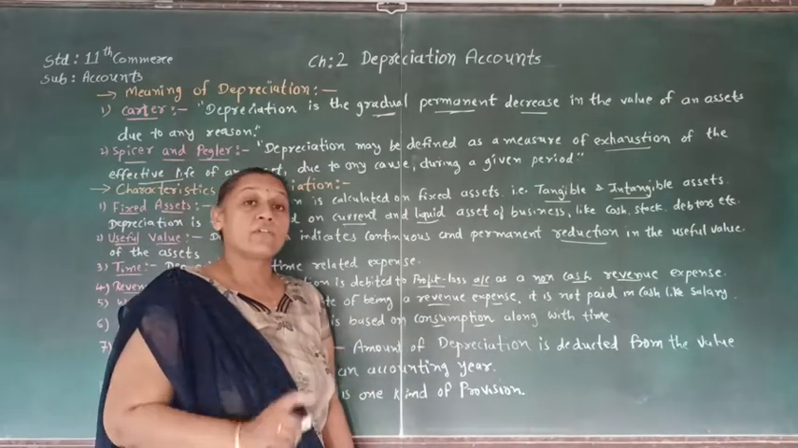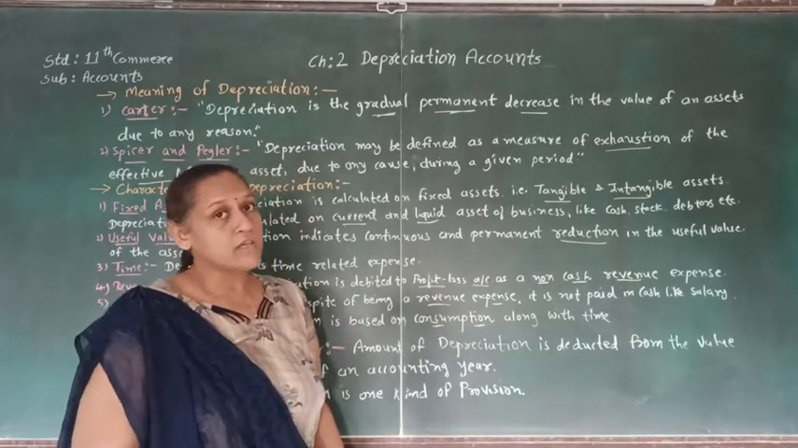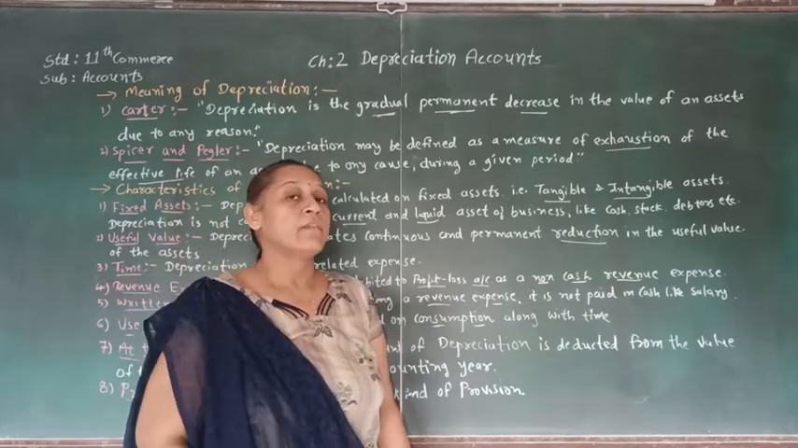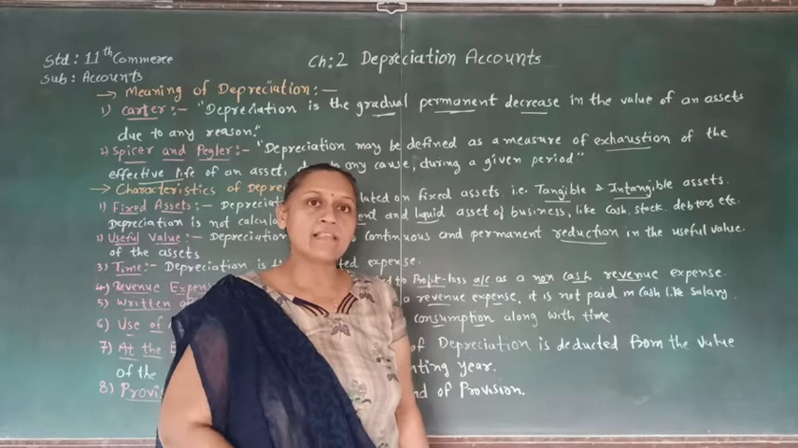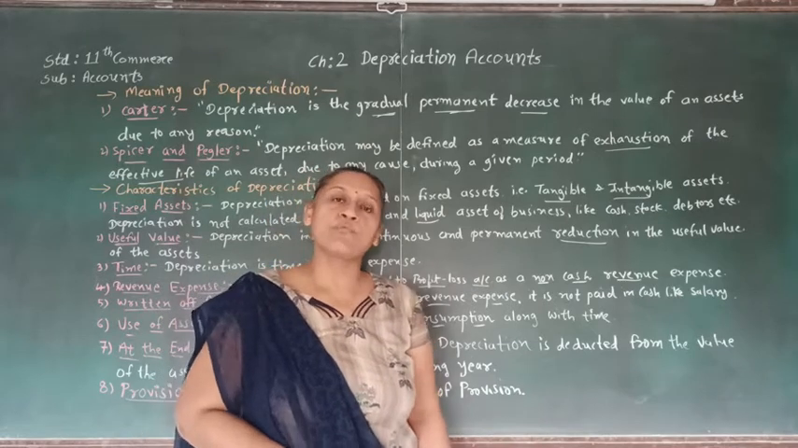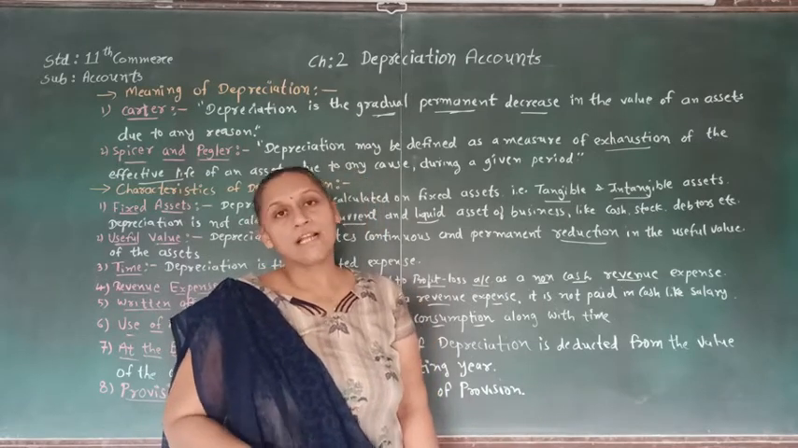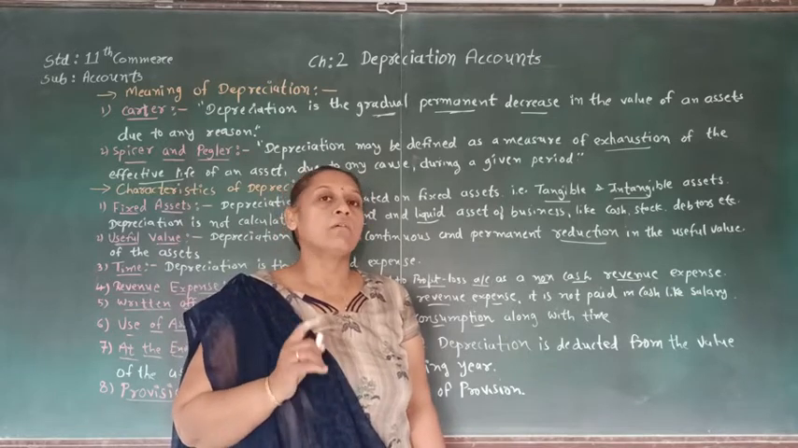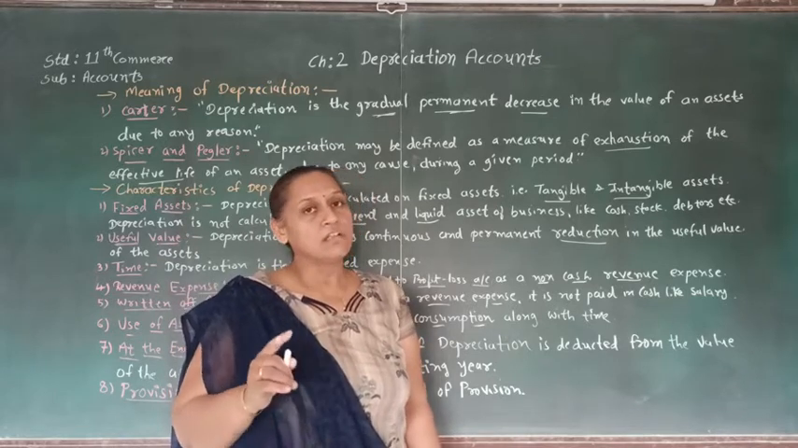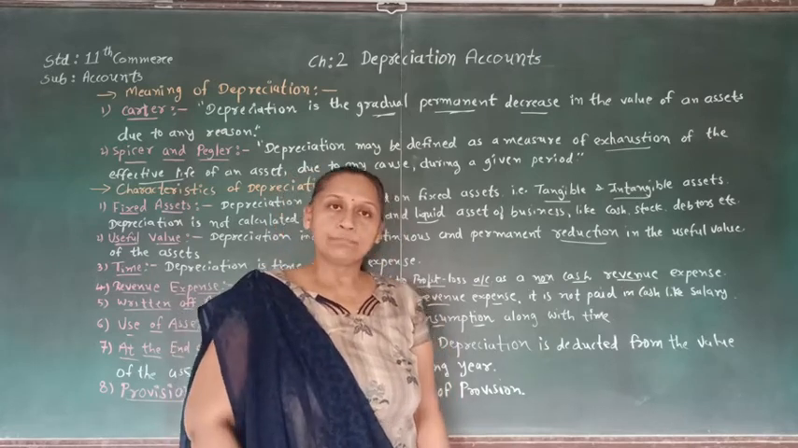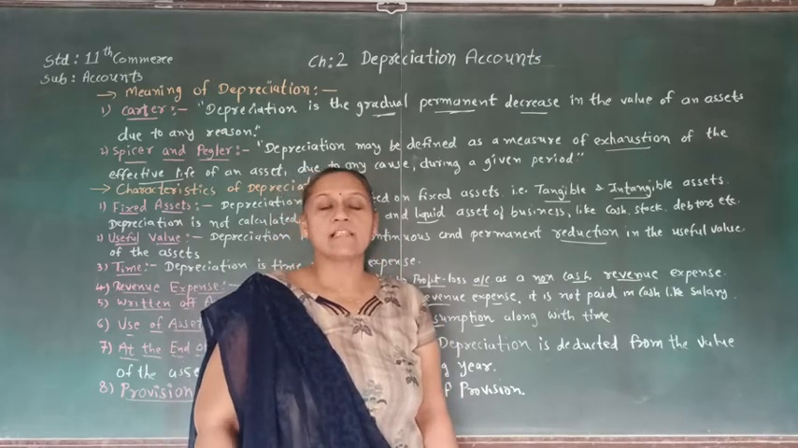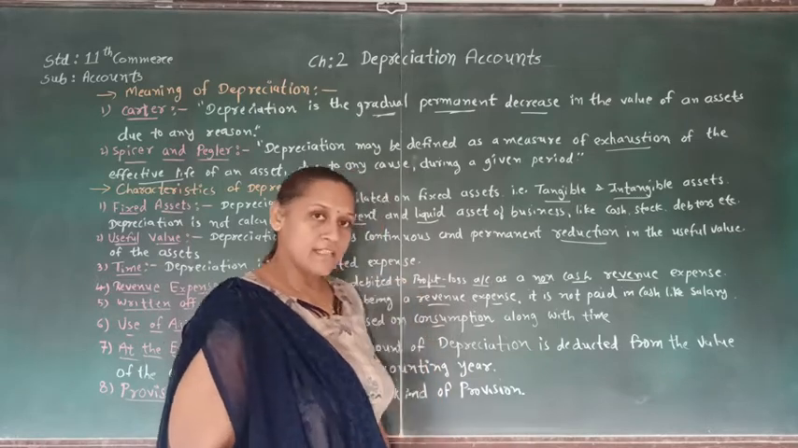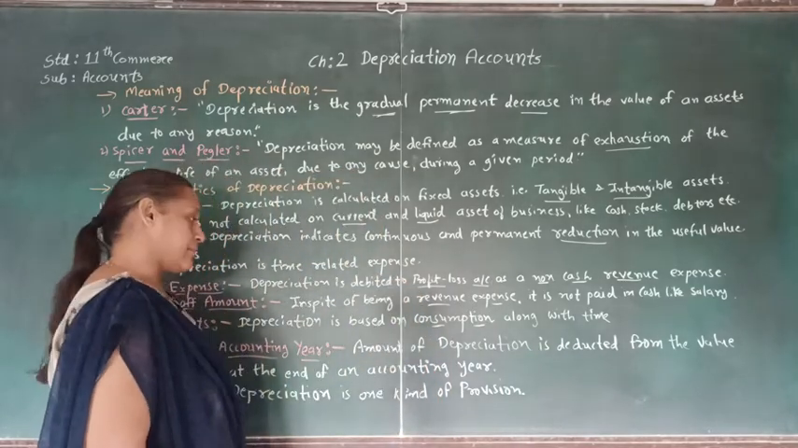So in a year, once we calculate the depreciation, we have to deduct that amount from the value of the asset, and that is supposed to be debited to the profit and loss account. And in the balance sheet, we have to write the net amount, that is the amount less depreciation. The net amount will be written in the balance sheet as the next year's value of the asset. So that is the accounting effect of depreciation.